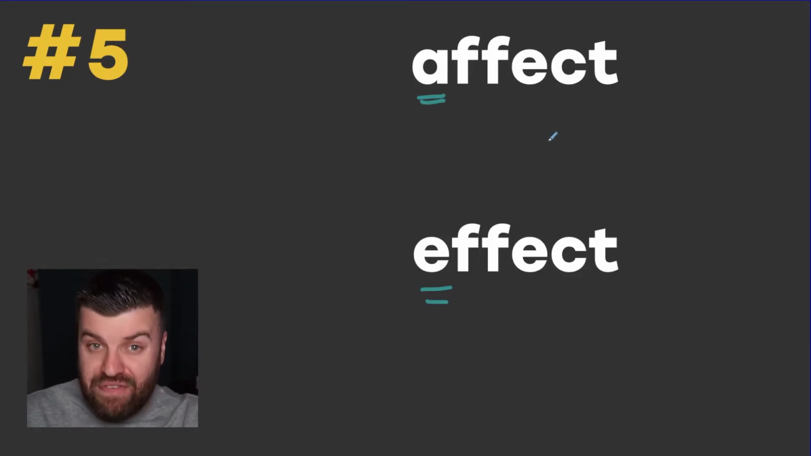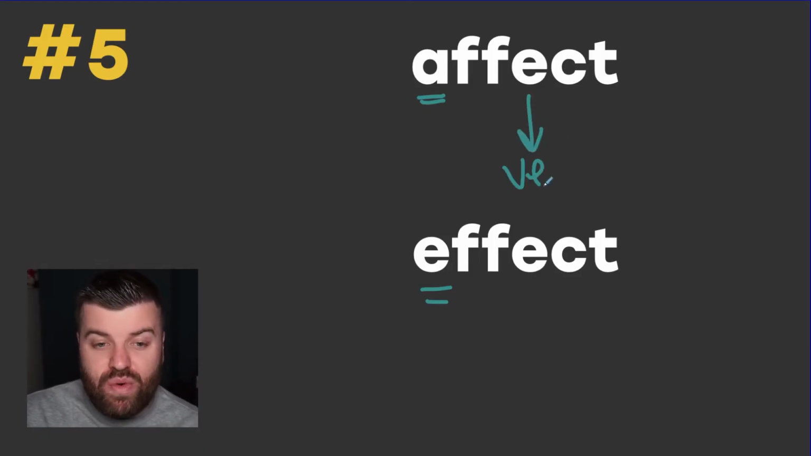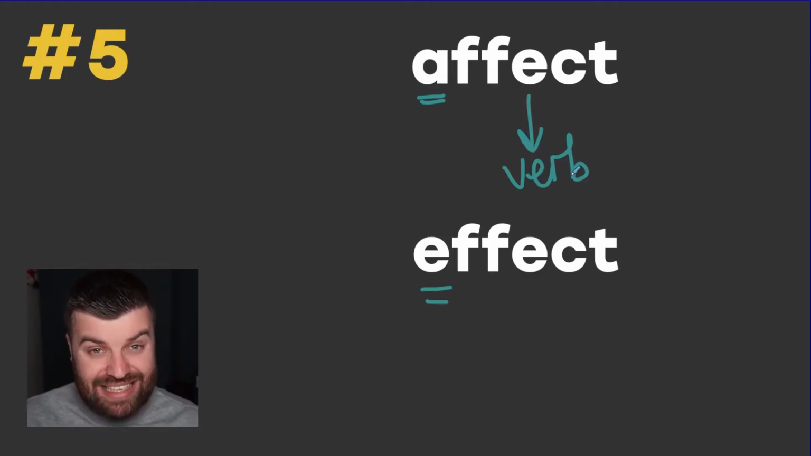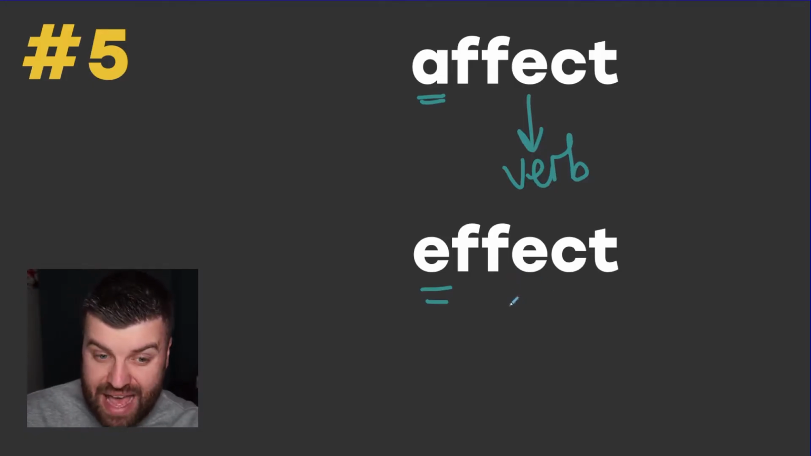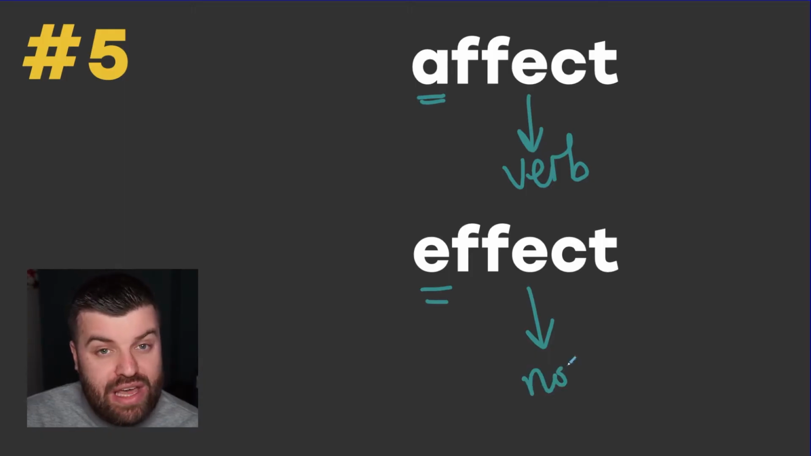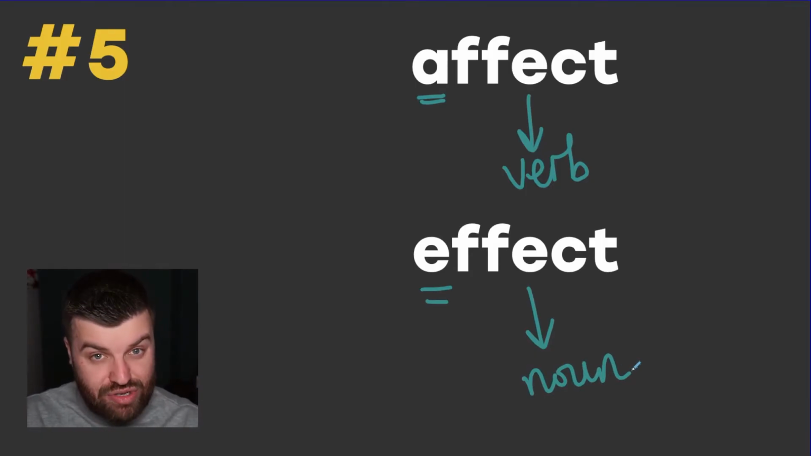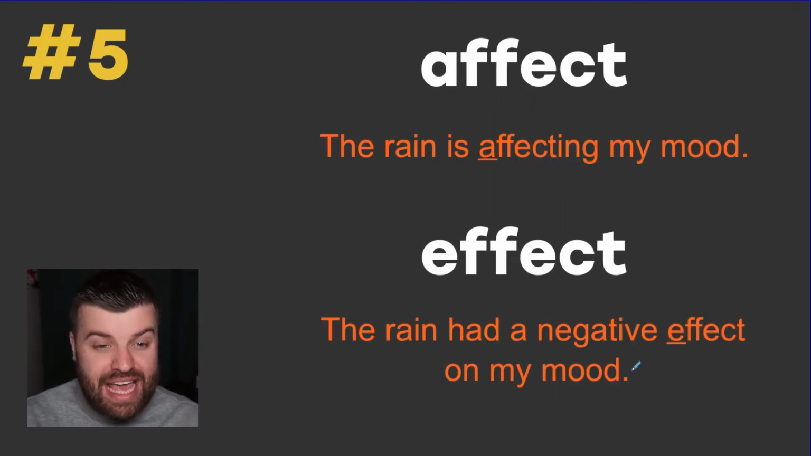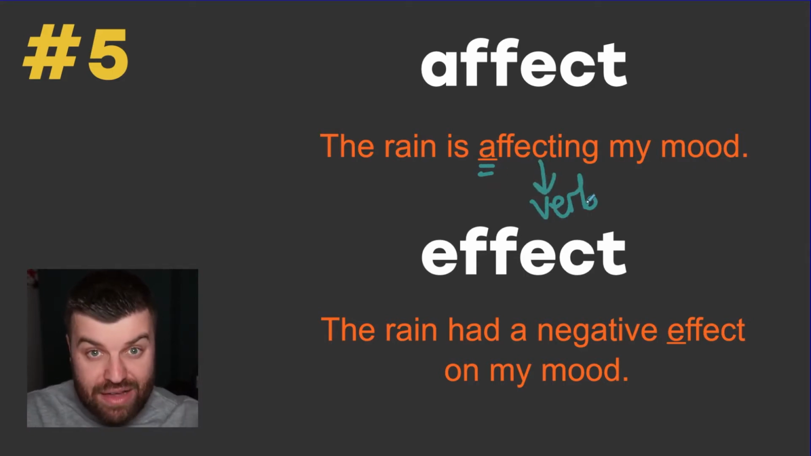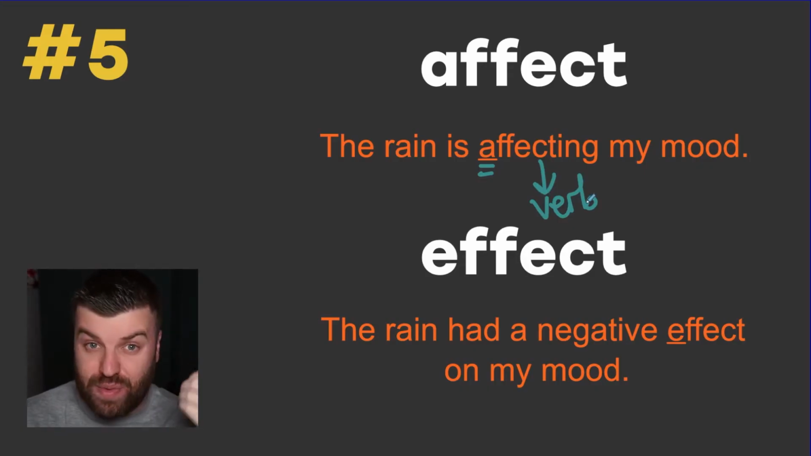For affect, we use this when the word is used as a verb, as an action, as something that is happening. Whereas with effect, we use this one when we are using the word as a noun, as a thing, even if it's an abstract one. The best way to show you this is with an example. Here we have, the rain is affecting my mood. That is a verb. It's something that is happening right now. It's an action. Therefore, we use A.